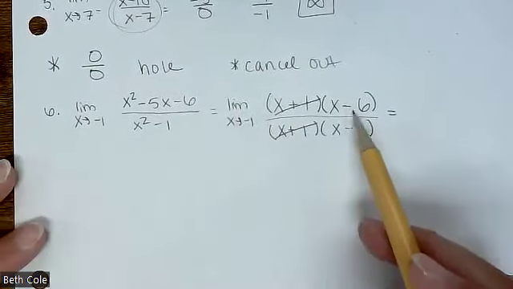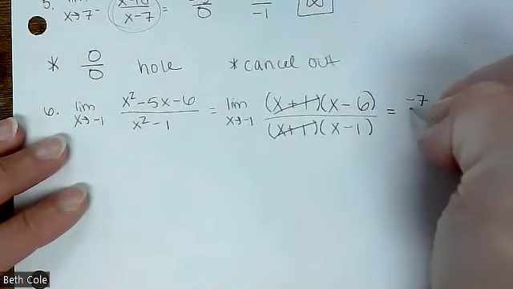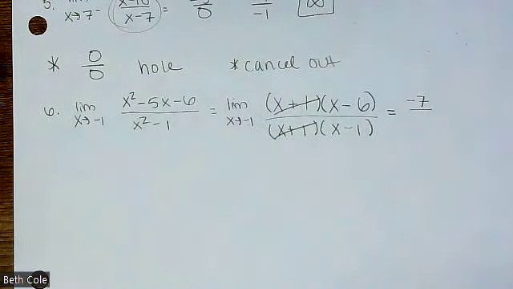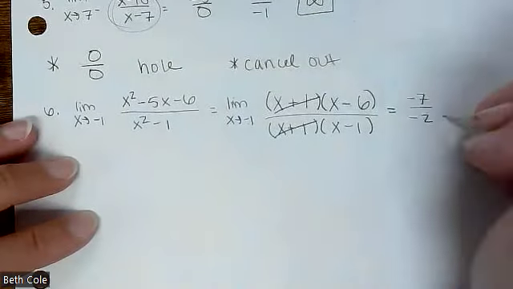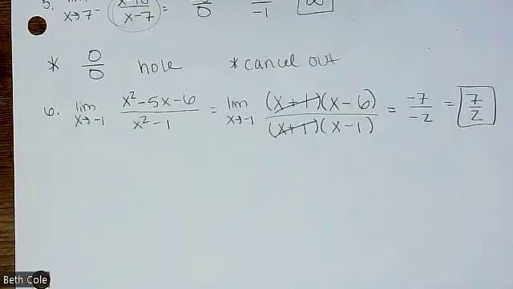And then to get your answer, you're going to plug in -1 and just see what happens, all right? So if you plug in -1, what is that going to be? -7 over what? -2. And then negatives cancel, so 7/2.